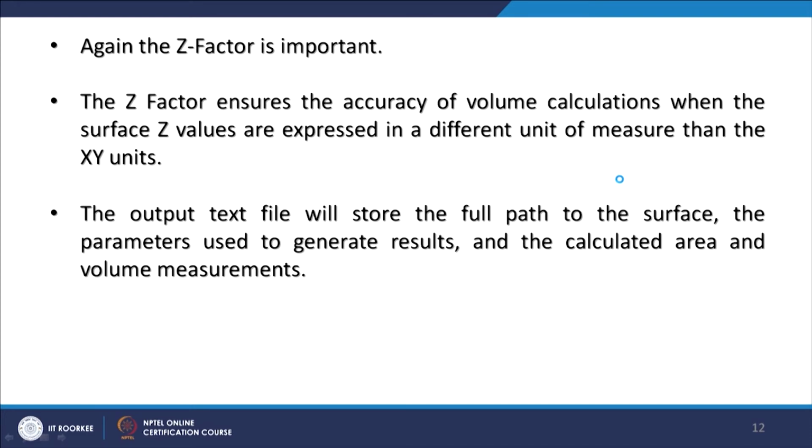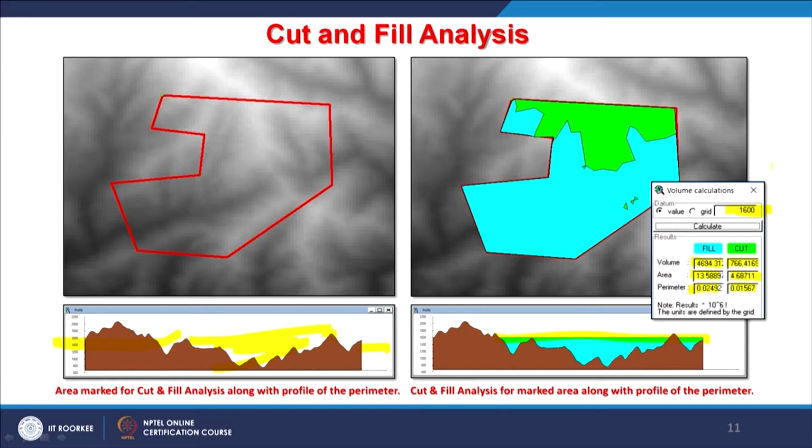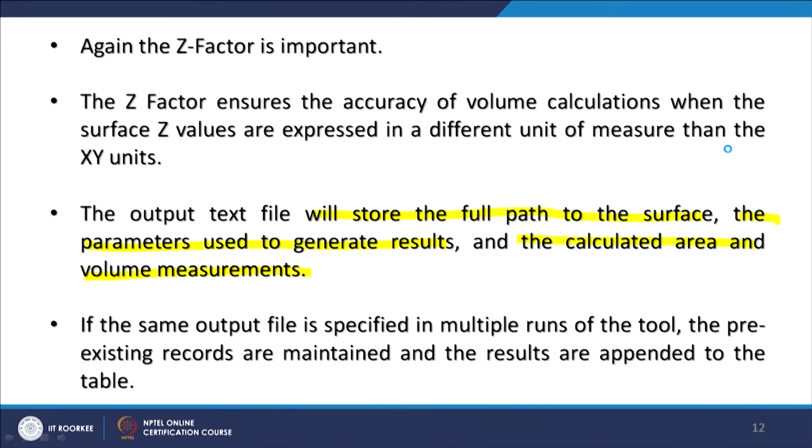And now this output text file will store the full path to the surface after this cut and fill analysis, the parameters used to generate results, and the calculated area and volume measurements, which I have already shown to you in the previous slide, this one. Because this is what is required, based on this data the cost will be estimated. So, this data is very much required. In plan form it is required, in profile form it is required, but in numbers it is required. Numbers are required for decision makers to make appropriate decisions.